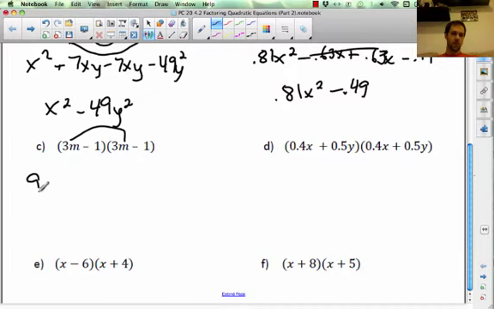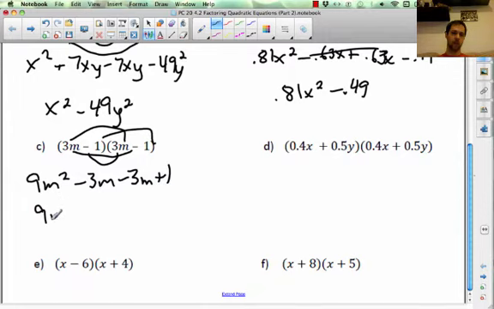3m times 3m is 9m squared. Here we're not going to have a difference of squares because these signs are the same. So we're going to end up with minus 3m and then minus 3m again and then plus 1. So we get 9m squared minus 6m plus 1.